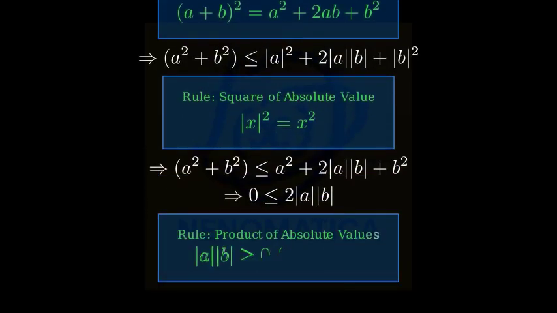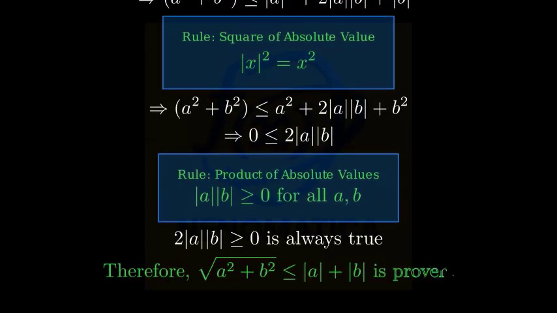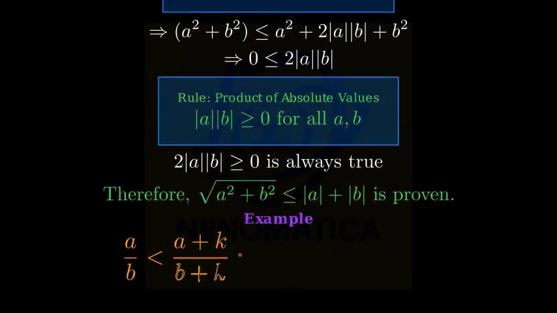Now, since the product of two absolute values is always non-negative, the expression 2 times absolute a times absolute b is always greater than or equal to 0. This means our inequality is always true, which proves the original inequality. Now, let's move on to our second inequality.